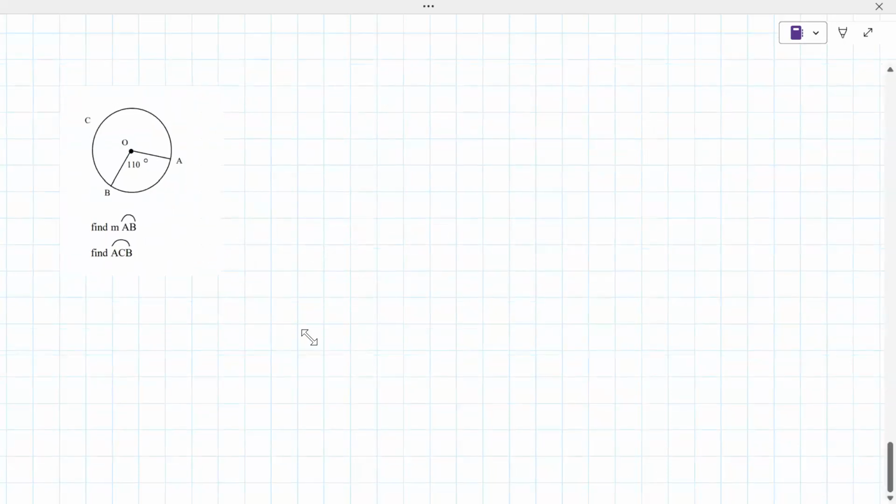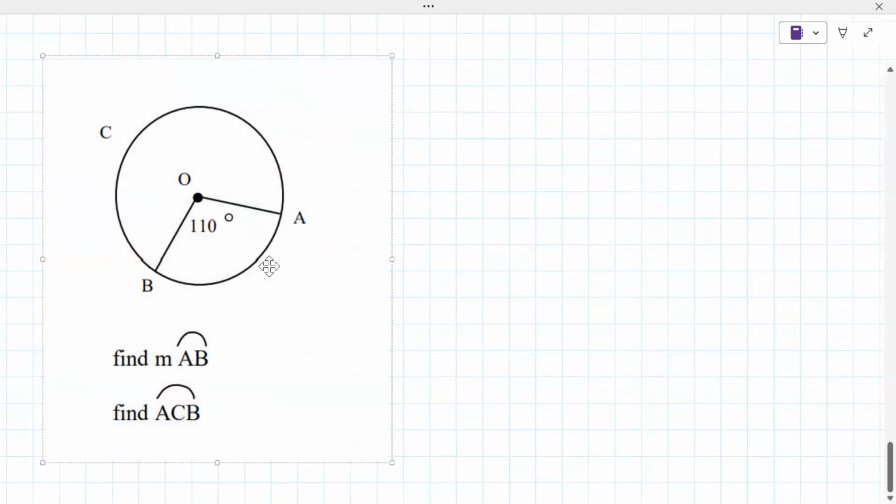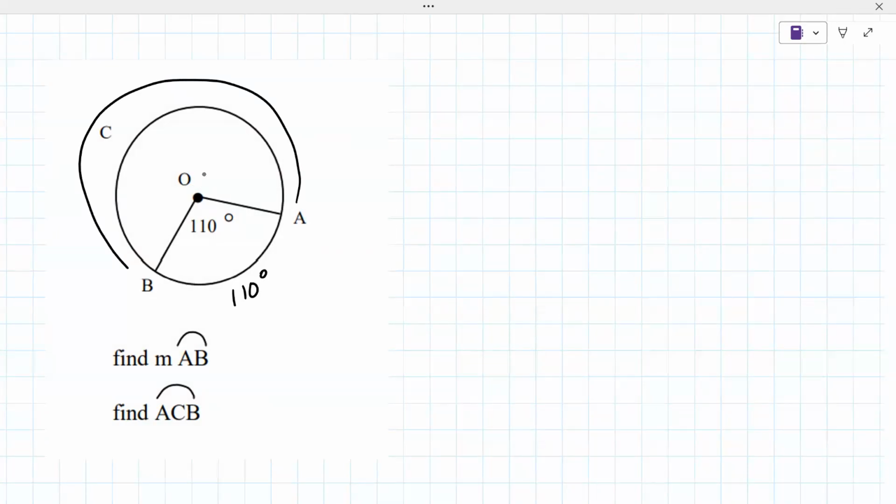In this problem here, the measure from arc A to B is called a central angle because it butts up to the center of the circle. So that becomes 110 degrees right there. And then the other arc ends up being 360 minus 110, which is 250 degrees. Yeah, that makes sense. Okay. So when I kept saying arc measure, that's what we're talking about here.